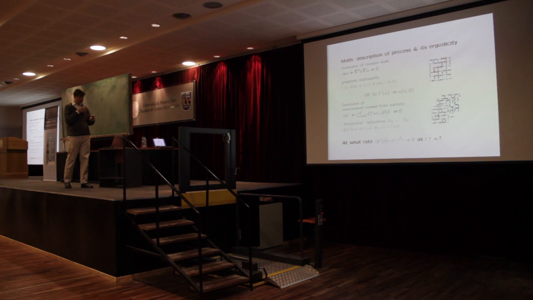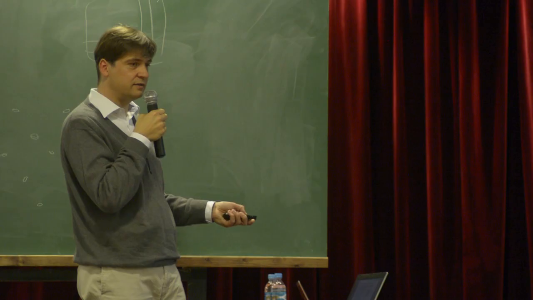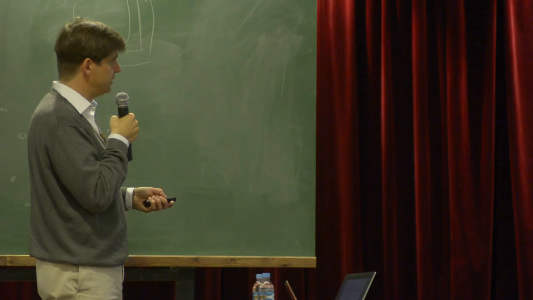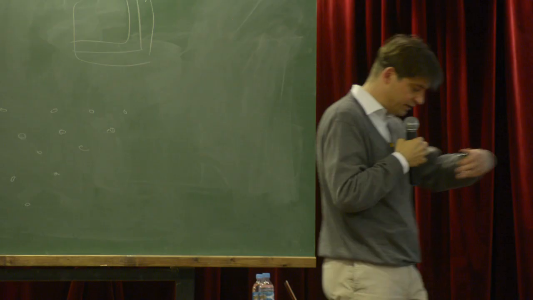And now the very natural question again is, how can you quantify ergodicity of this process? At what rate do random variables converge to their expected value under this evolution? And here's our result. So I wrote down the generator or the equation that defines the semigroup of this process of the environment seen from the particle.